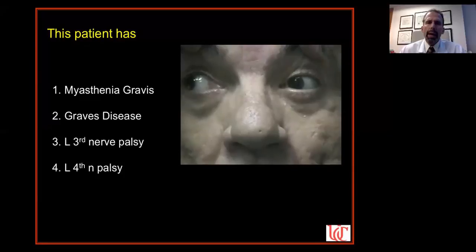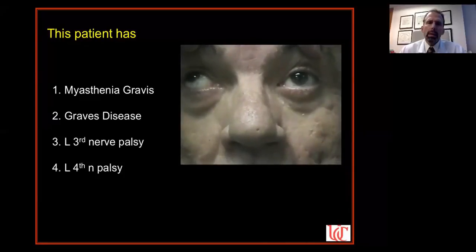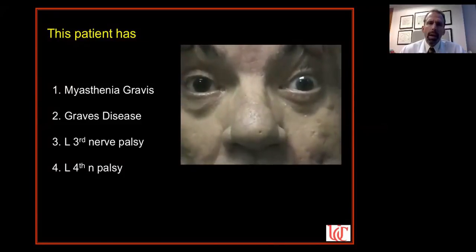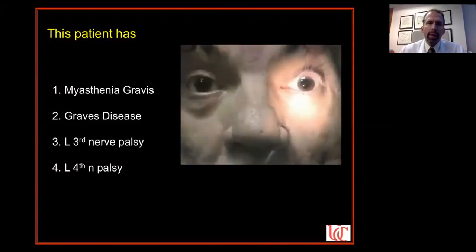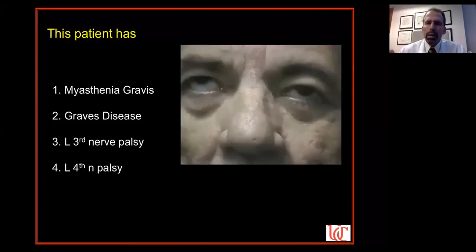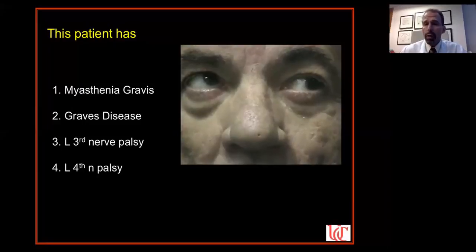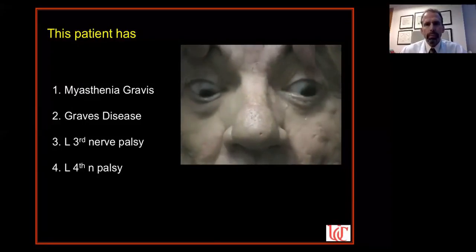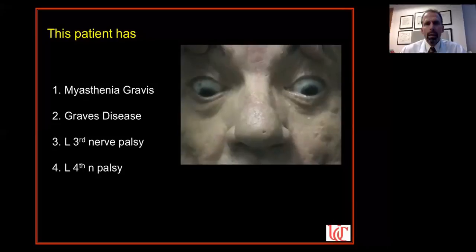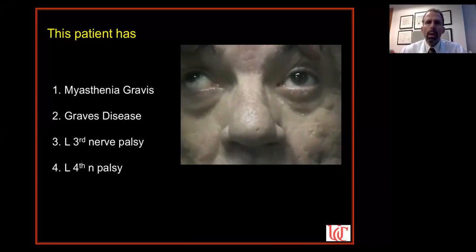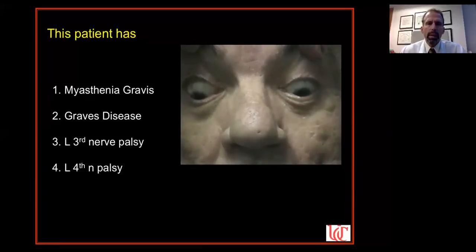So let's go ahead and throw the poll in, if we could. And let's see what you think about this. Is this myasthenia? Is this Graves' disease? Is this a left third nerve palsy? Is this a left fourth nerve palsy? I'll give you another 10 seconds. 9, 8, 7, 6, 5, 4, 3, 2, 1. Close the poll, and let's see what people say.